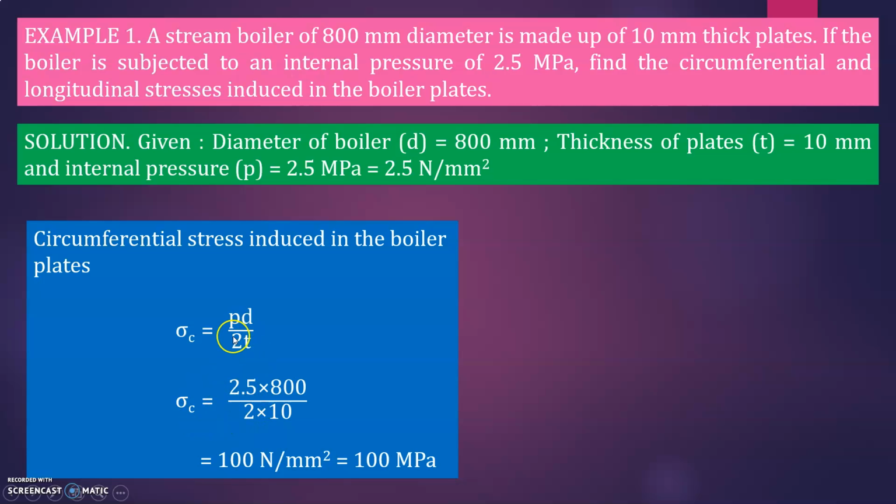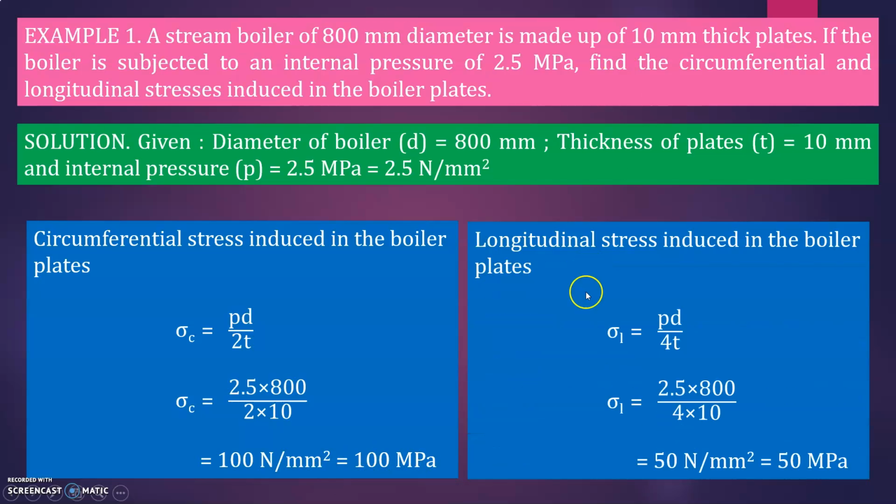So P is equal to 2.5 into D, the diameter, 800 mm, divided by 2 into T, which is 10. Substitute, you get 100 Newton per mm square. Next we'll find the longitudinal stress induced in the boiler plates, that is sigma L is equal to PD divided by 4T. So P is 2.5, D is 800, divided by 4 into thickness 10. So you get 50 Newton per mm square or 50 MPa.